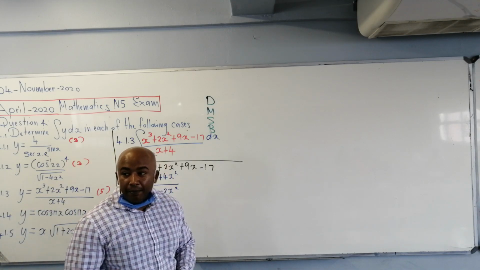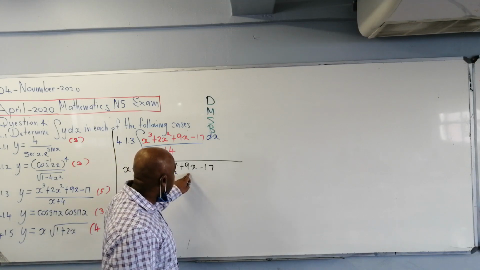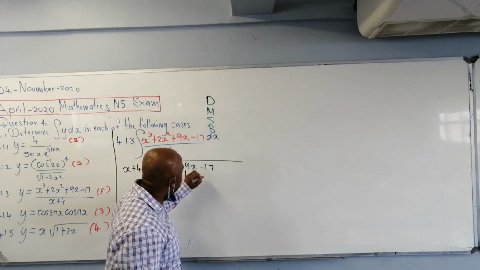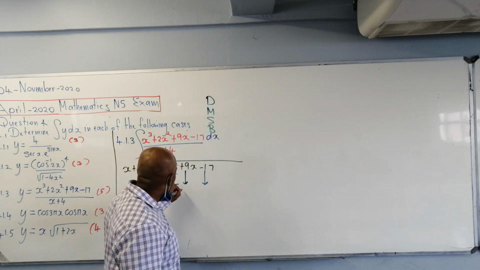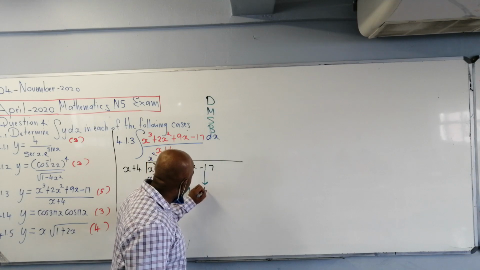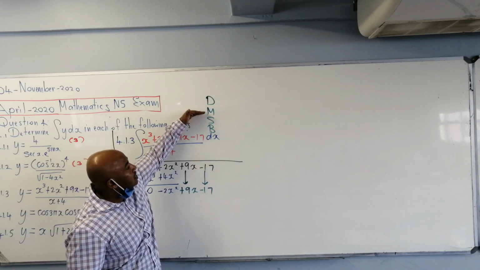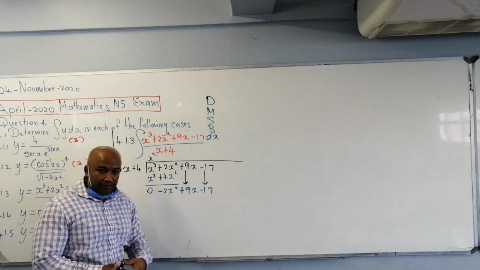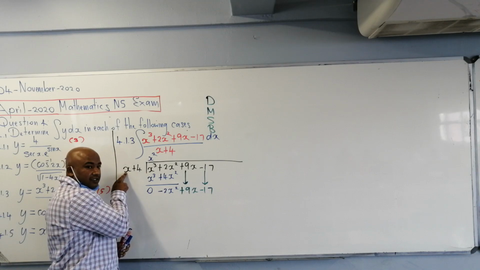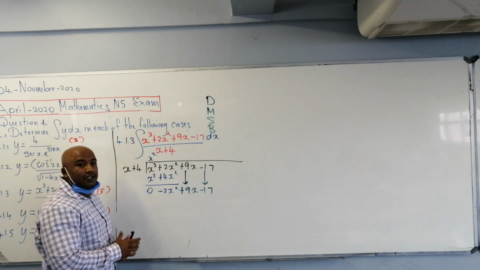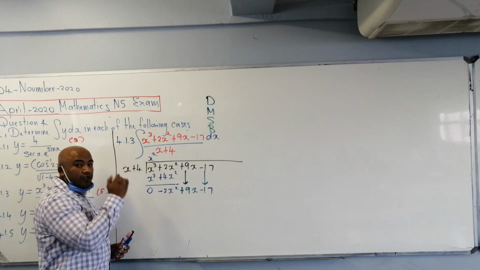Next step is bring down all remaining terms. Don't bring down only this one, bring down everything. So you're bringing it down, so it becomes plus 9x minus 17. So we're done. 1, 2, 3, 4. Check now. Okay. This is still larger than that. So that means we must continue dividing. This is x squared. This is x to the power 1. So we continue.